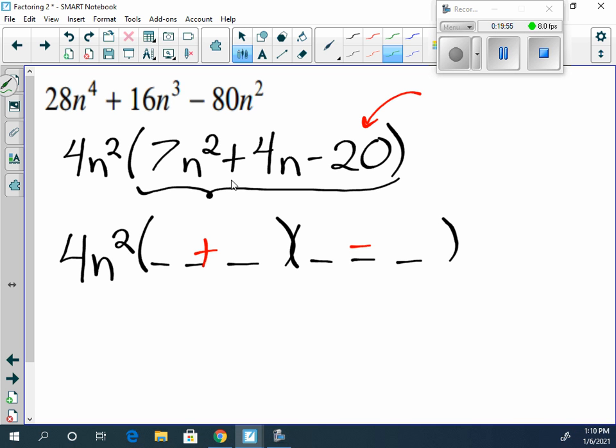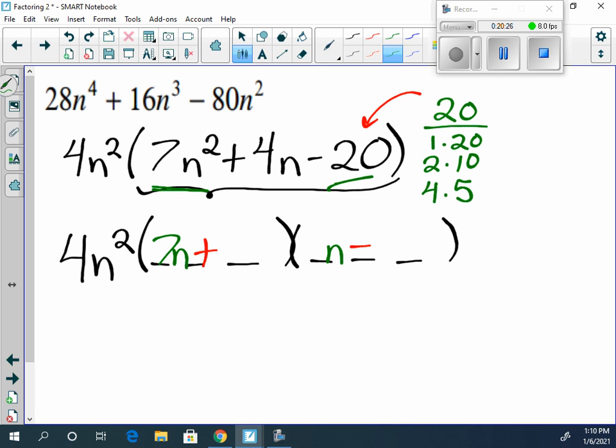first and third term. Well, the first term, 7n squared, is not that bad, because the factors of n squared are going to be n and n. There's only one set of factors. Factors of 7 are just, well, 7 and 1. Prime numbers are nice because there's only one set of factors. Now the factors of 20, well, we've done this one before. 1 times 20, 2 times 10, and 4 times 5.